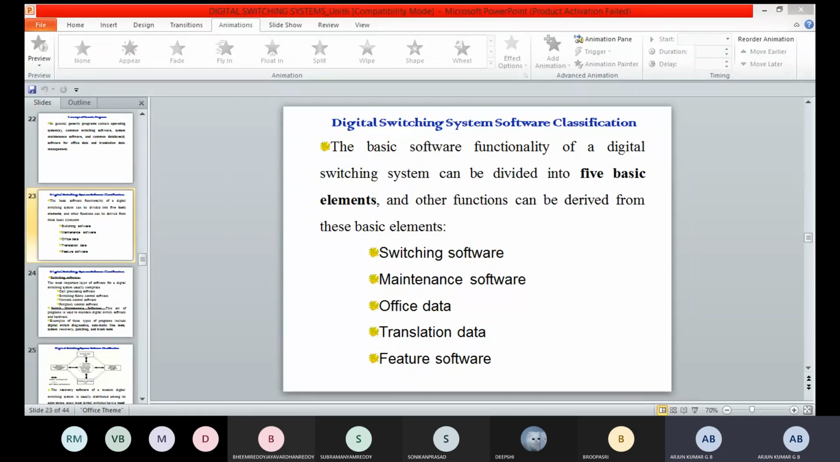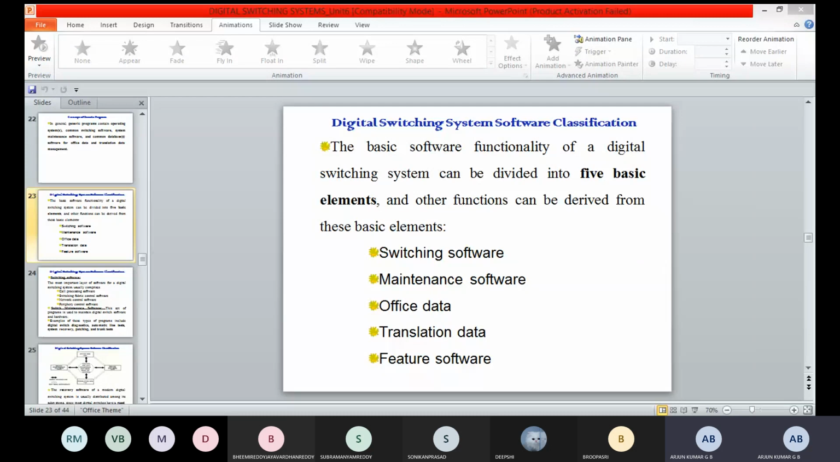Okay, switching means making the connection between two people; by using the switching software we can make the connections. Maintenance means the overall maintenance of this DSS can be done by some maintenance software. Office data means how to collect the data and manage the data, so we are using some software. Translation data is for maintaining the subscriber data. How to collect the subscriber data, we are using some software.